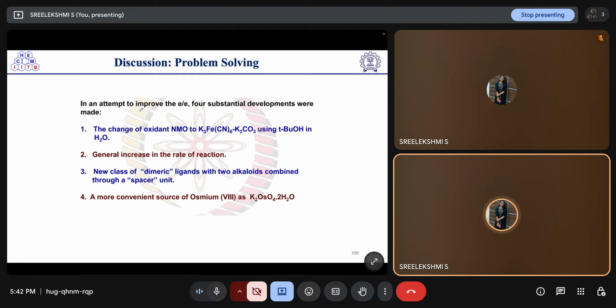So, in an attempt to improve the enantiomeric excess, four substantial developments were made. The osmium tetroxide, osmium 6, is getting converted into osmium 8 by this NMO. Instead of NMO, if we use K3Fe(CN)6, K2CO3 using tertiary butanol in H2O, it generally increases the rate of the reaction. A new class of dimeric ligands with two alkaloids combined through a spacer unit was used, and then a more convenient source of osmium 8, that is this potassium osmate dihydrate, was also used.